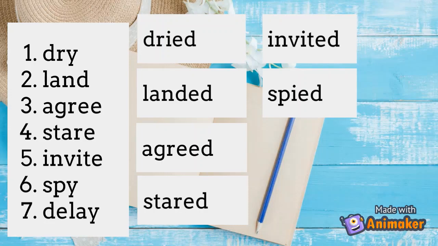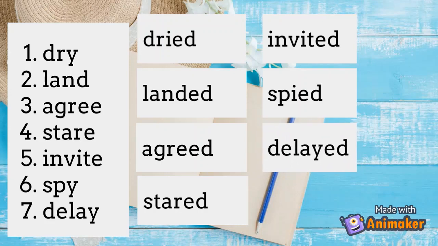Delay. What is the last letter of this word? Yes, the last letter is Y. So can you remove it and plus IED here? No. Why? Because the letter before Y is a vowel. So you cannot remove Y here. You have to plus ED. So it becomes DELAYED, D-E-L-A-Y-E-D, delayed.